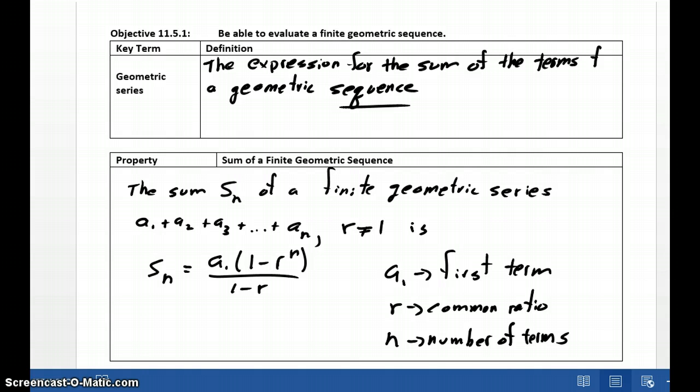S sub n, that's the sum of the finite geometric series, equals a sub 1 times the quantity, 1 minus r to the nth power, all over 1 minus r, where a sub 1 is the first term, r is the common ratio, and n is the number of terms.